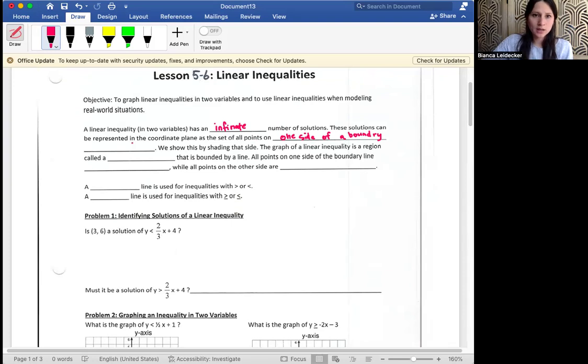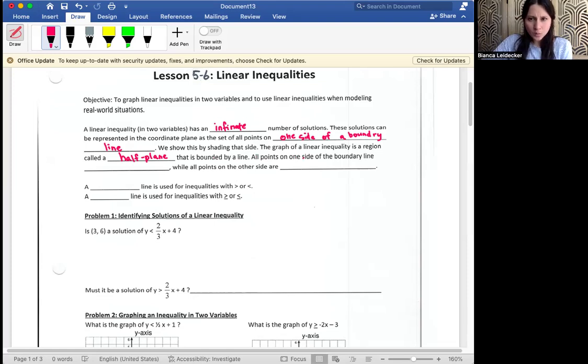One side of a boundary line. Let's be a little more specific, a boundary line. We show this by shading that side. The graph of a linear inequality is a region called a half plane. You're almost never going to be looking at an inequality and be shading the entire plane. Usually it's going to be one side of the boundary, so either the top or the bottom, and that's what we call the half plane. It is a region called a half plane that is bounded by a line.